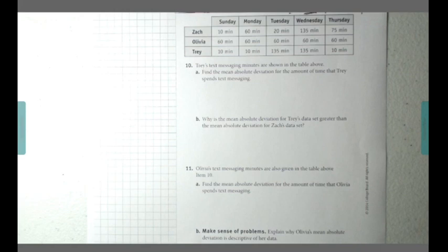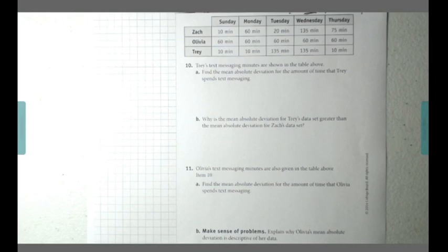Number 11, Olivia's text messaging minutes are also given in the table above item 10. Find the mean absolute deviation for the amount of time Olivia spends text messaging. Explain why Olivia's mean absolute deviation is descriptive of her data.